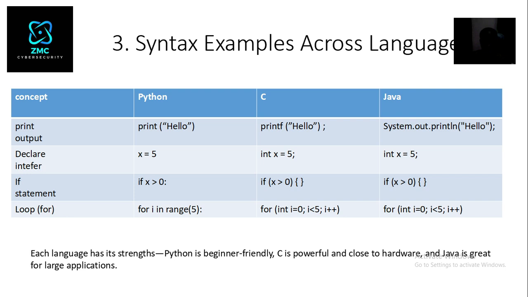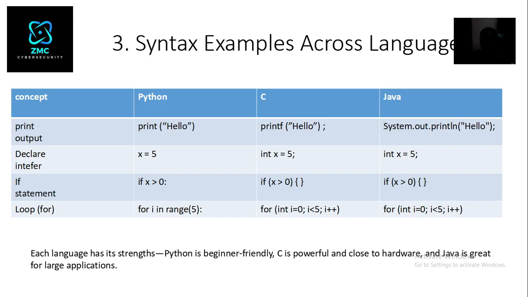So these are syntax examples across languages. You can see the concepts: the print output, the declare variable, then the if statement, and the loop. This is for Python, C, and Java. You can see the syntax for print. This is how it's set up with the hello, and that's for C, and that's for Java. This is how it's going to be done. Then for the declare variable, this is how it's going to be inputted, and the if statement.